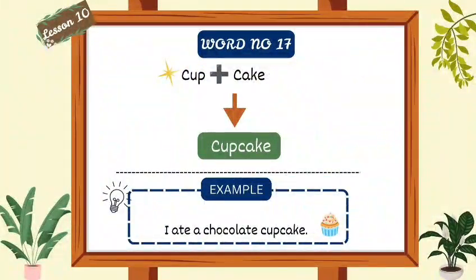Heading over to word number 17, cup plus cake merges into one word, which is cupcake. As you can see here, I ate the chocolate cupcake.